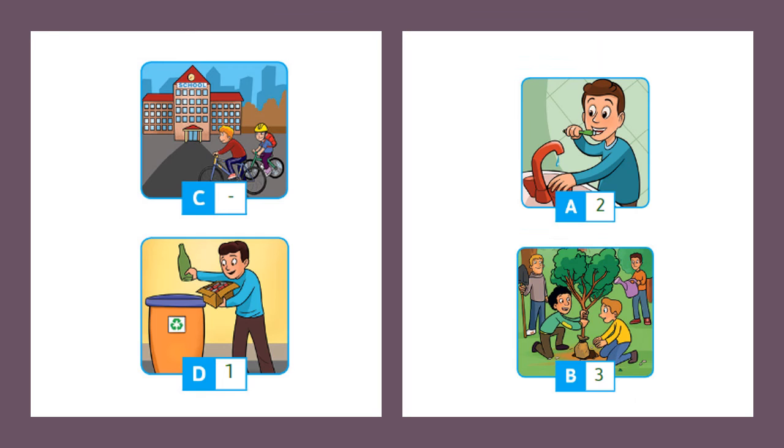Let's check the answer together. A, number 2. D, number 1. B is number 3. C is extra.